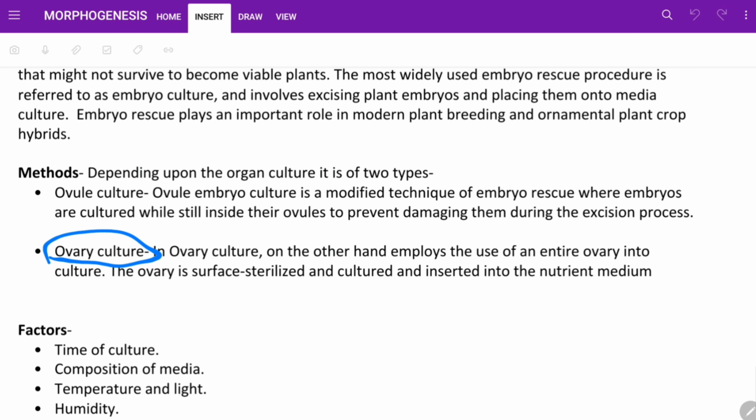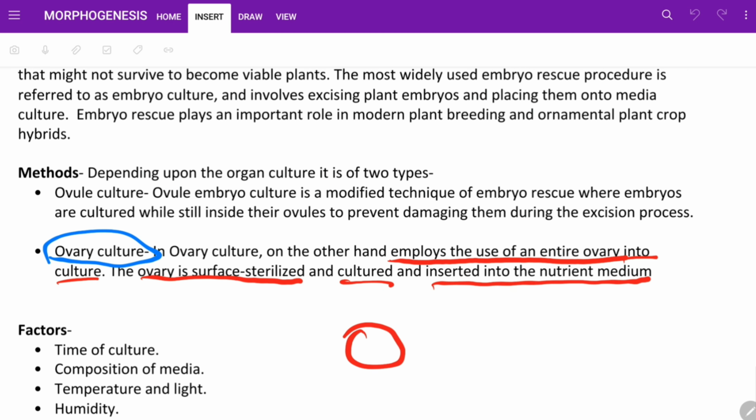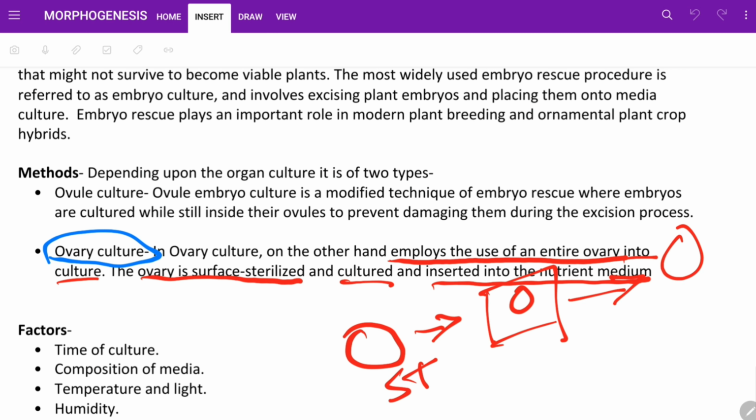So what it is saying is that in ovary culture, an entire ovary is used. The embryo which is inside the ovary is put onto culture. The ovary is surface sterilized and inserted into the nutrient medium, and then from that ovary a whole plant is produced. So this is ovary culture.